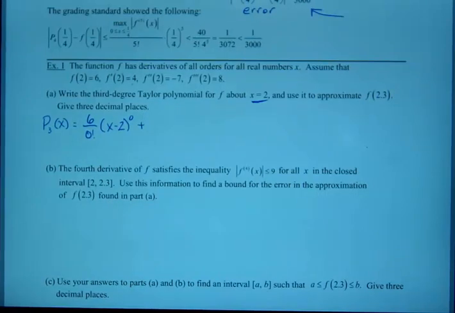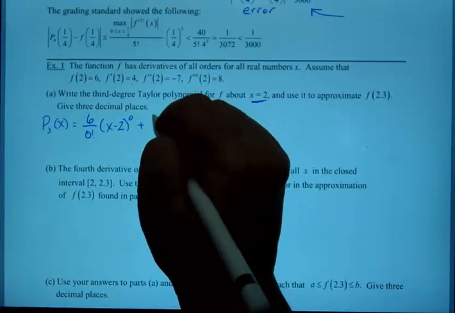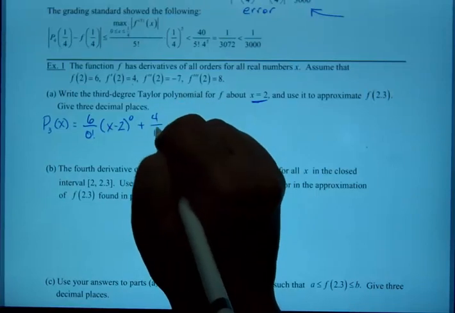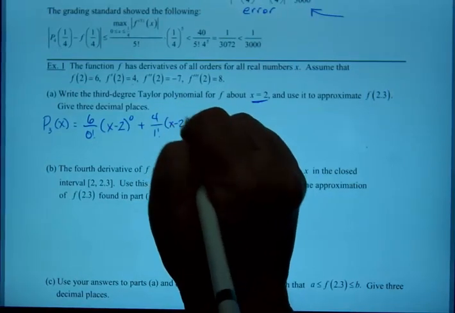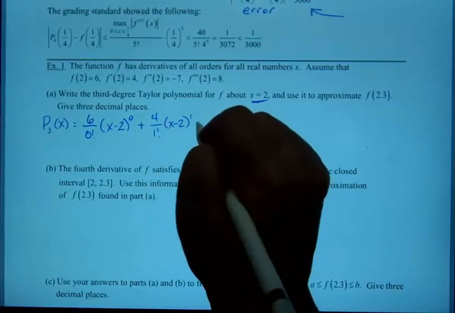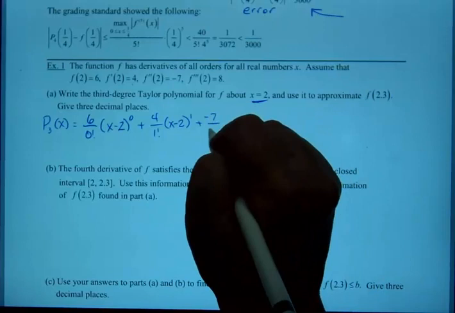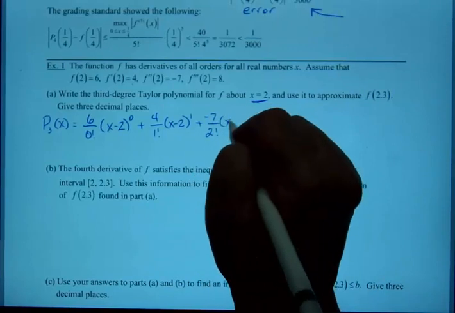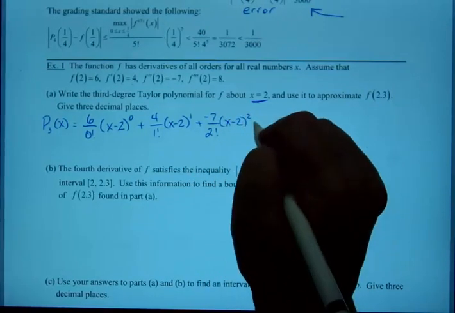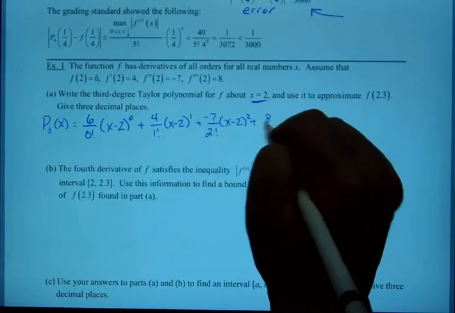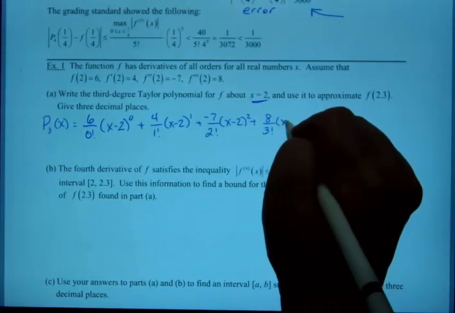What goes next? 4 over 1 factorial, x minus 2 to the 1. Plus... Can you keep going? Yeah, let's just keep going. Negative 7 over 2 factorial, x minus 2 squared. Plus 8 over 3 factorial, x minus 2 to the third.